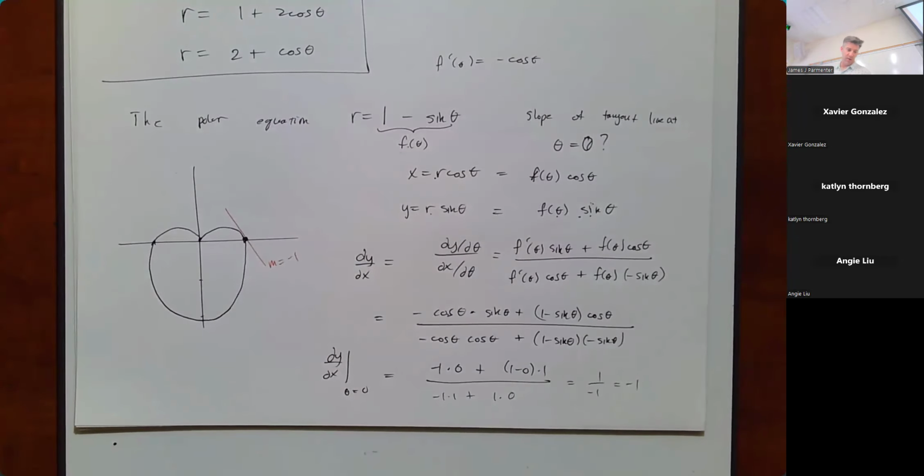Next time, because it is 4:31, we'll talk about finding mostly area, but also arc length. Oh, and area between two polar curves, which is probably the most interesting thing we do with polar curves. Yeah, we'll do that next time.